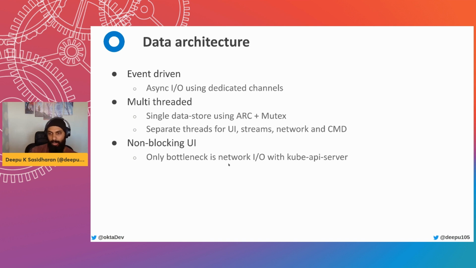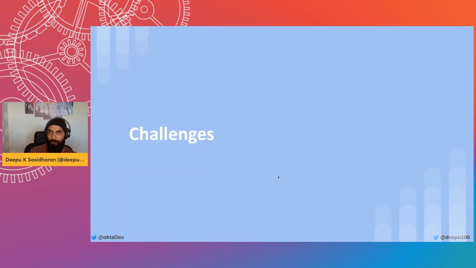So the only bottleneck I faced was the network I/O with the Kube API server, which is because the API server itself is not working in a non-blocking asynchronous way, right? That is the only bottleneck I still have. So I'm hoping that will improve on the library side, and this part will be better. It's not noticeable, but if you do too many network requests, you can sometimes see the bottleneck.